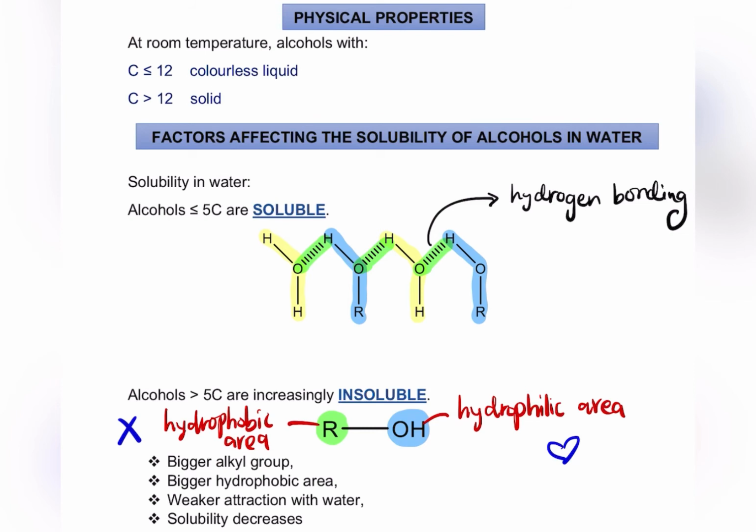So when you have a bigger alkyl group for your R structure, it contributes to a bigger hydrophobic area that makes weaker attraction with the water. The attraction we are talking about right now is the hydrogen bonding. Hence, solubility decreases. This is the general information that you have to understand about the solubility of alcohols in water.